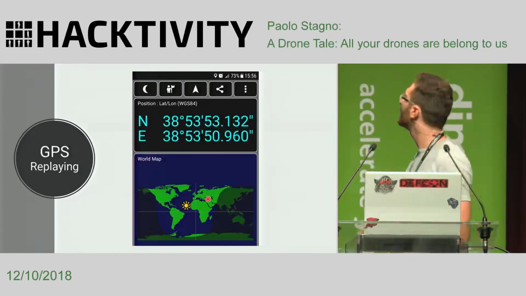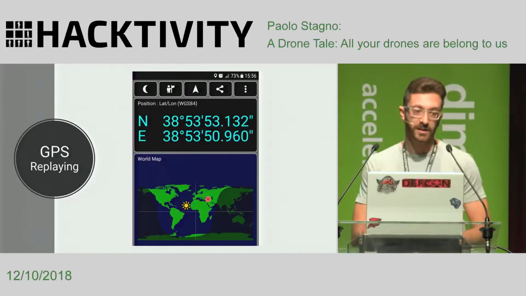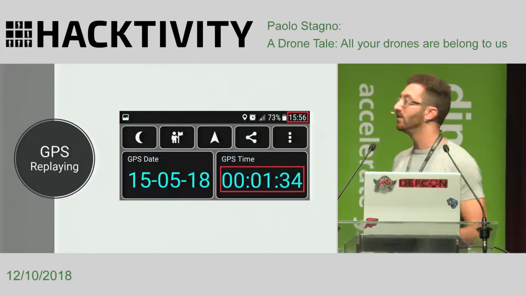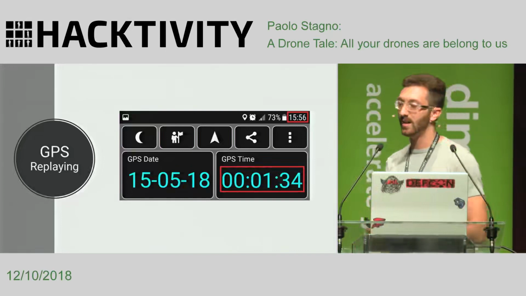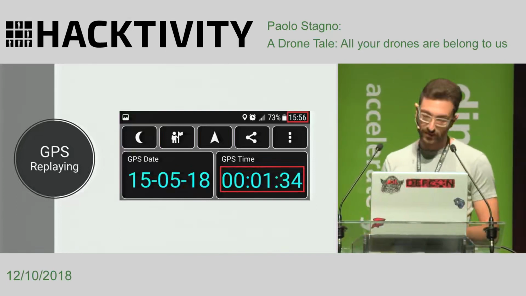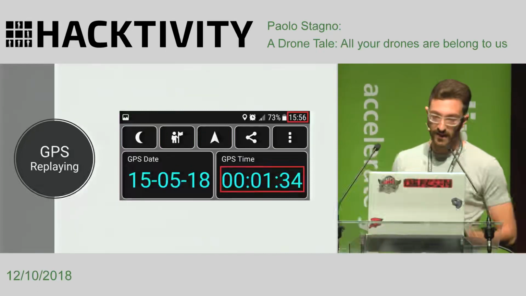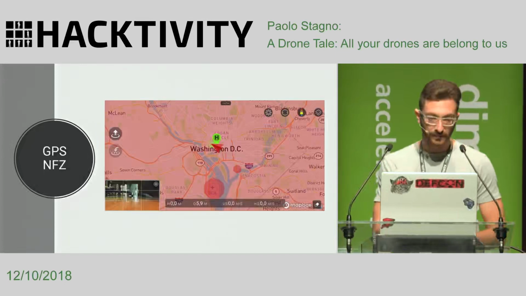And this is the result of a GPS spoofing attack. The device now thinks that I'm in Turkey, while of course I'm not. Another thing that I would like to point out, the time information is one that is contained inside the spoofed signal, so we can spoof space and time. Keep that in mind, because we will need it later.